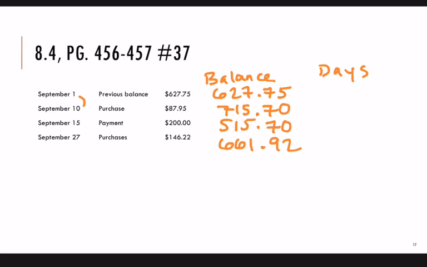All right, then we need to know how many days this balance was carried for. So you're going to always just subtract, so 10 minus 1 equals 9. From September 1st through September 9th, the balance was this first number, the 627. Okay, then 15 minus 10, that's 5 days. Then 27 minus 15 is 12.